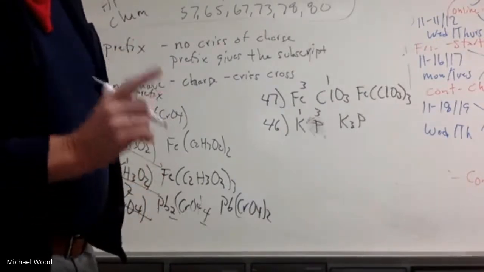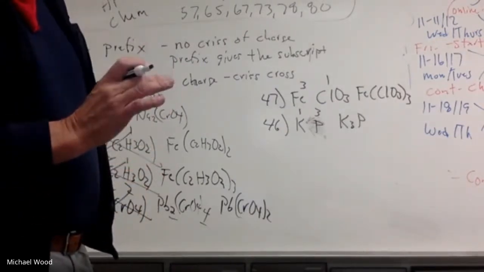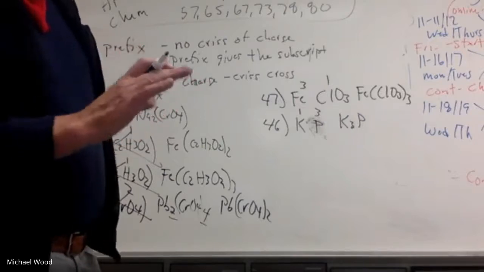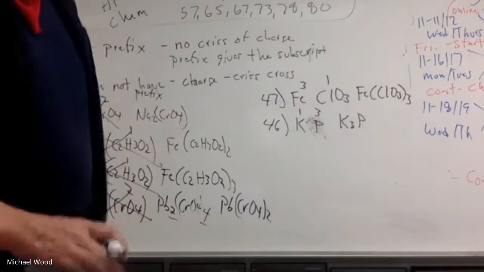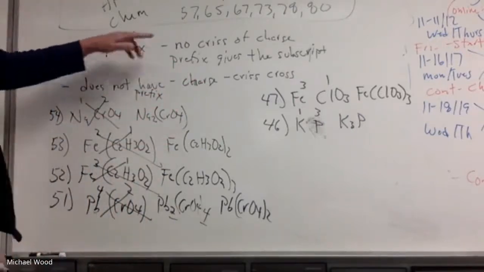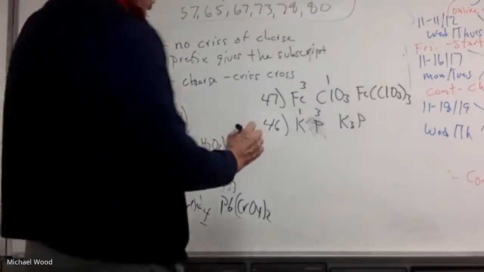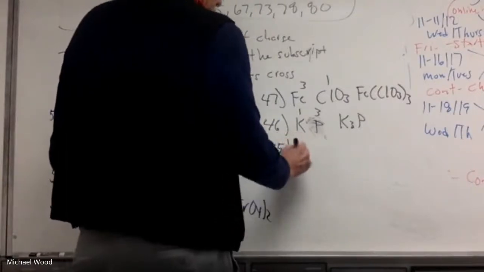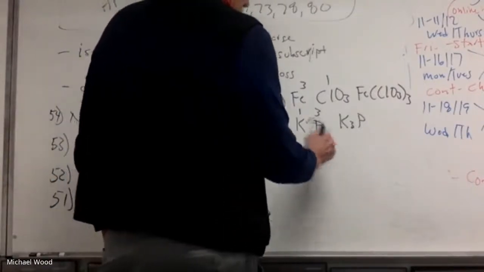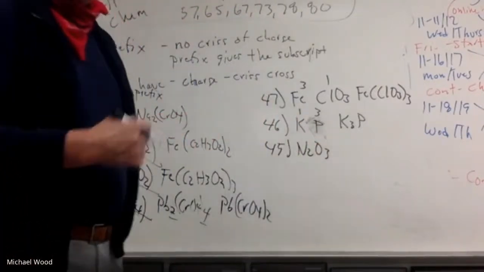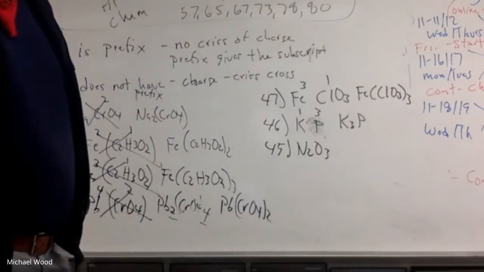45. Now here's one with prefixes. So when there's prefixes, then I don't have to look up the charges. I don't have to crisscross. So this is one where there are prefixes, no crisscross of the charge. So for 45, dinitrogen trioxide would be N2O3. So when there's prefixes, I think they're easier because then you don't have to look up the charges.